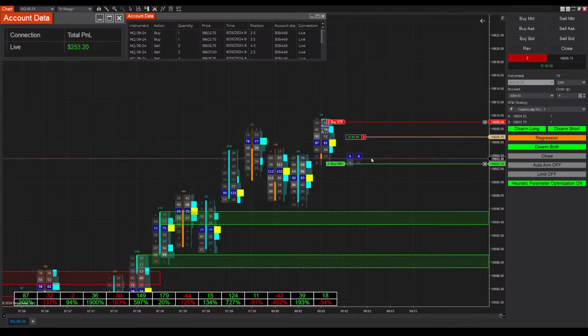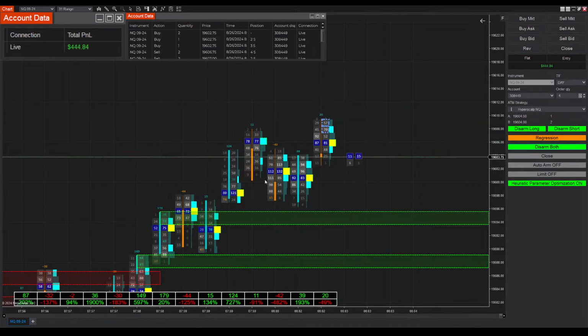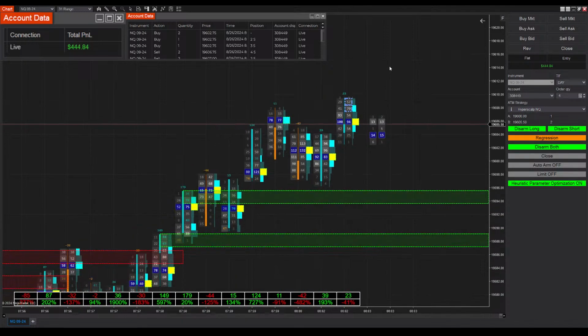Just got put into another trade. This time it's a short position. Ended up winning that one pretty quickly, up to $444 on the day.